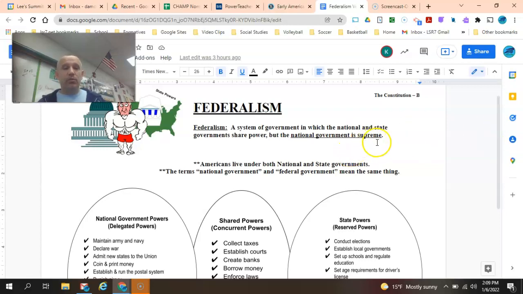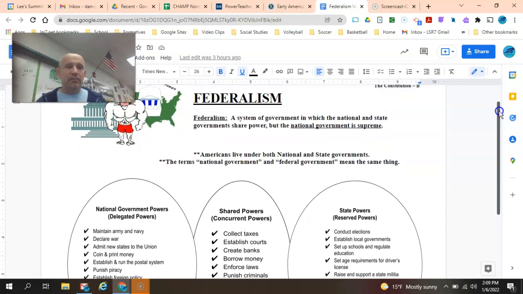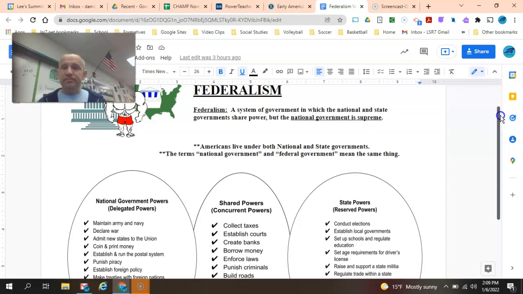Now, anytime I use the word federal government or national government, that means the exact same thing. Okay? So national government is our entire nation, and federal government is also our entire nation. You'll also hear sometimes the term central government. So national government, federal government, and central government all mean the same thing. I have a tendency to flip-flop back and forth between national and federal quite a bit, so I wanted to make that clear.